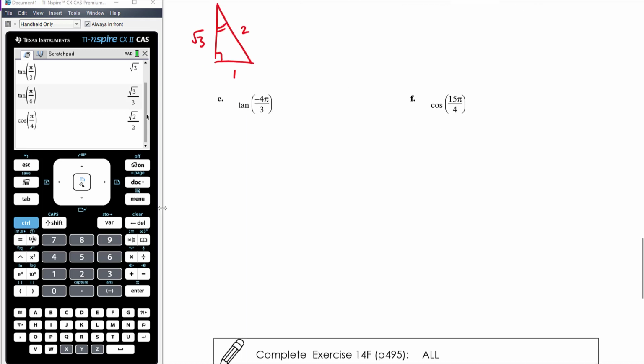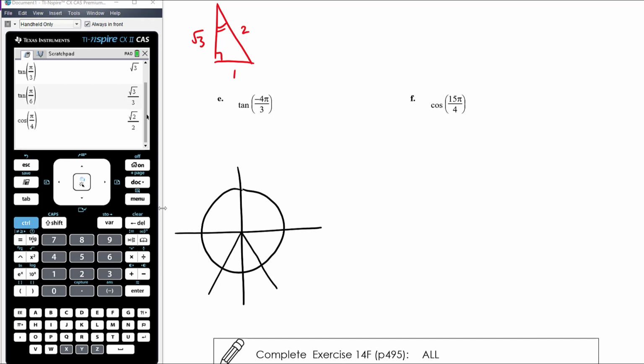Tan of negative 4 pi on 3. Okay, so this time we're going to go the other way around the circle. We're going to be dealing in thirds of pi. So again, you can count 1 pi on 3, 2 pi on 3, 3 pi on 3, 4 pi on 3. Remember, we're going back around this way. Or again, you can think about what's the nearest whole multiple of pi that's near there.